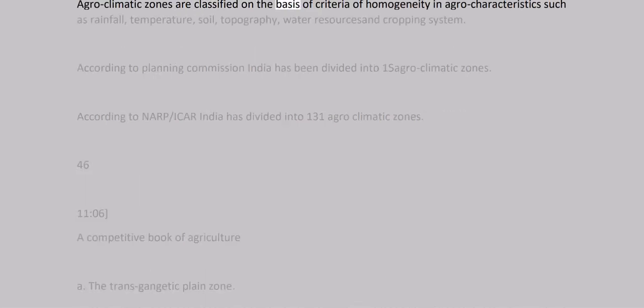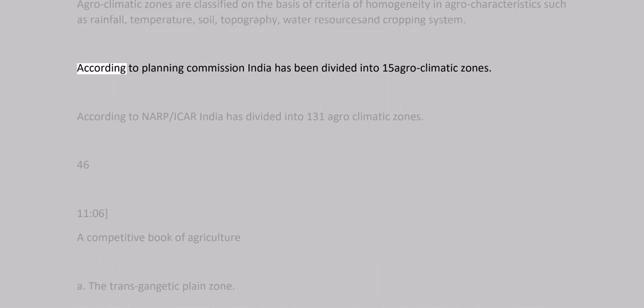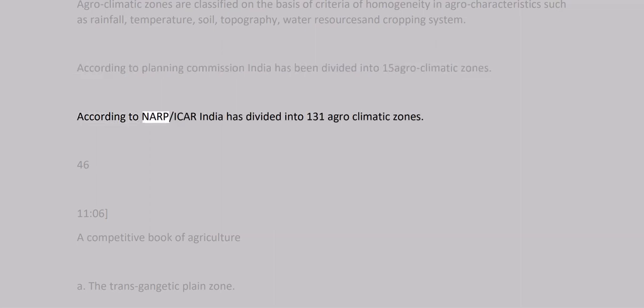2. Agroclimatic zones. Agroclimatic zones are classified on the basis of criteria of homogeneity in agro-characteristics such as rainfall, temperature, soil, topography, water resources and cropping system. According to Planning Commission, India has been divided into 15 agroclimatic zones. According to NARP, the ICAR has divided India into 131 agroclimatic zones.